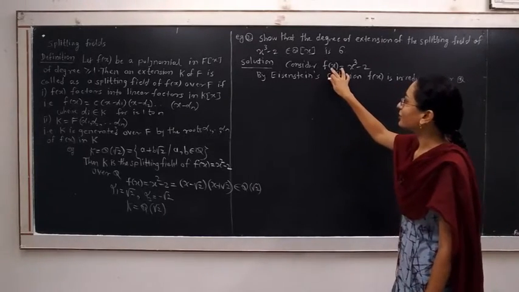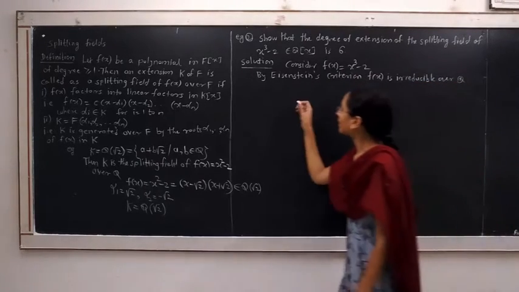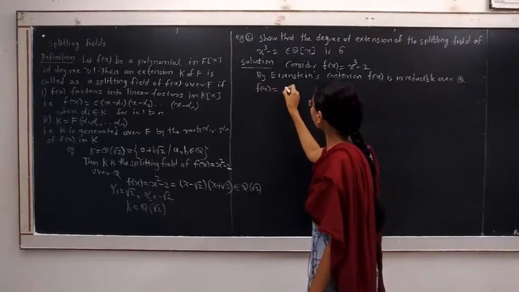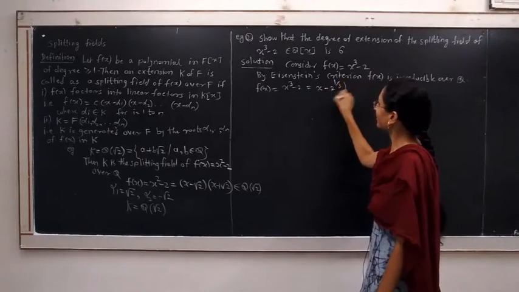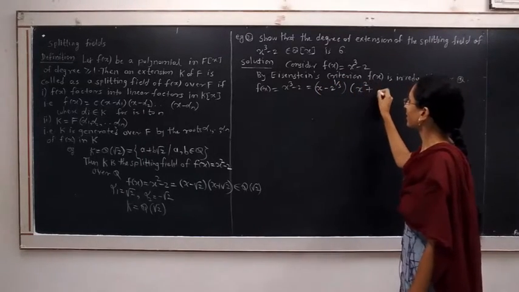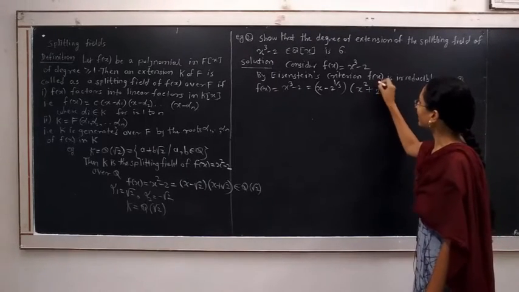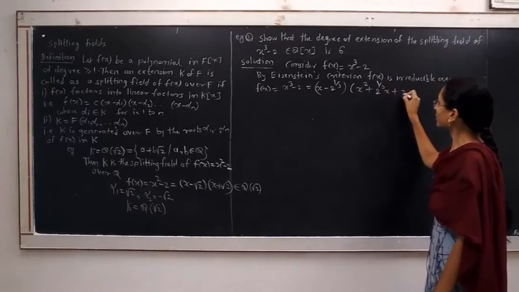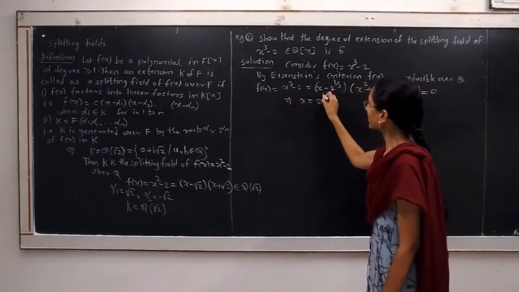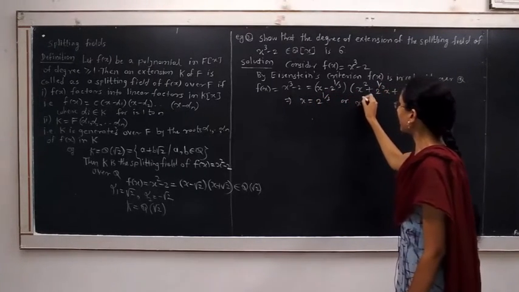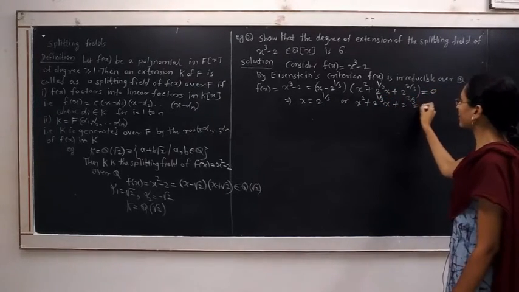To find the splitting field of this polynomial f(x), we require all the roots of the polynomial f(x). f(x) can be factored as (x minus 2 raised to 1 by 3) into (x square plus 2 raised to 1 by 3 into x plus 2 raised to 2 by 3). This implies x is equal to 2 raised to 1 by 3 or x square plus 2 raised to 1 by 3 x plus 2 raised to 2 by 3 is equal to 0.